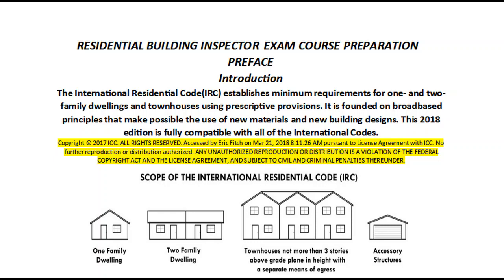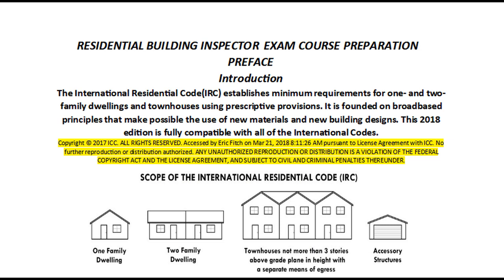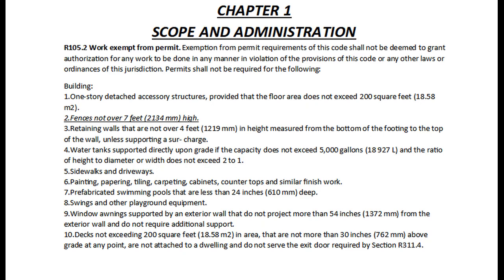Residential Building Inspector Exam Course. Preface Introduction. The International Residential Code establishes minimum requirements for one- and two-family dwellings and townhouses using prescriptive provisions. It is founded on broad-based principles that make possible the use of new materials and new building designs. This 2018 edition is fully compatible with all of the international codes.